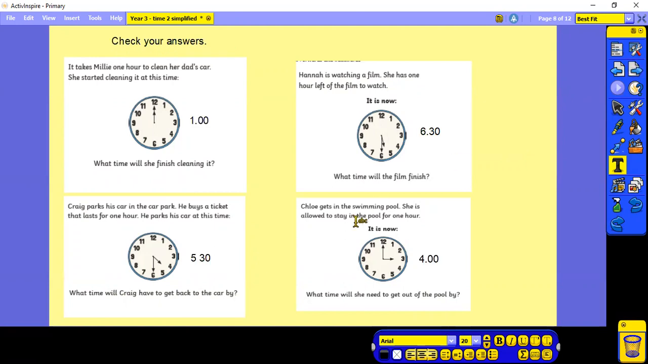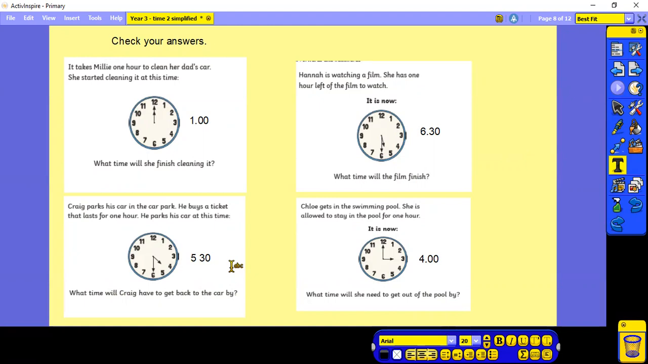So how did you do? So it takes Millie 1 hour to clean her dad's car. She started cleaning it at this time, which was 12 o'clock. So she will finish cleaning it at 1 o'clock. Hannah is watching a film. She has 1 hour left of the film to watch. So she starts watching it at 5:30. The film will finish at 6:30.